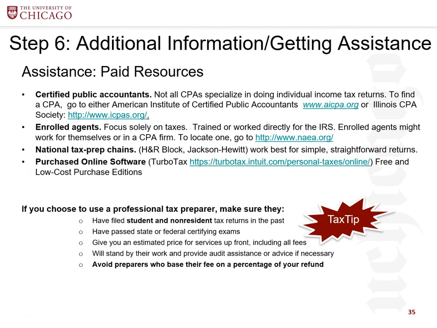Some paid resources that are available. You can always go to a certified public accountant or an enrolled agent. These are individuals who are certified to help taxpayers file tax returns. We've provided links to those professional organizations here, so you can locate a person that is licensed to help you. There are also some national tax prep chains like H&R Block and Jackson Hewitt. Those work best typically for simple, straightforward returns. If you don't own property, if you don't have a lot of foreign or domestic investment accounts, things of that nature. You can also purchase some online software like TurboTax. There are free versions of these online software packages, but most of the time you will have to pay a nominal fee in order to file your tax return.